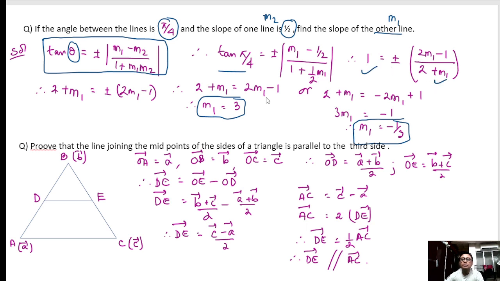Putting the values, we find out M1 is coming either 3 or -1/3. Okay, because there is a plus and minus sign, using these two we can find out M1 is coming either 3 or M1 is coming either -1/3.